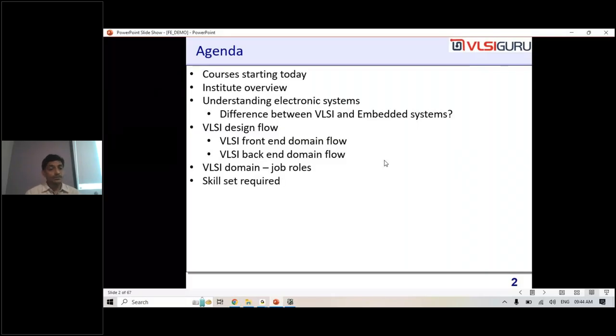Next, we'll also discuss what the skill set required is. It doesn't mean that we expect you to come with specific prerequisites, like you should know Verilog or be very good with digital. That is not our expectation. We will be teaching everything from the basics. It is just about the skill set companies expect you to know before you get into a job. Let's say you are in the front-end domain, what skill set should you have? If you are in the back-end domain, what skill set should you have? That will be discussed.